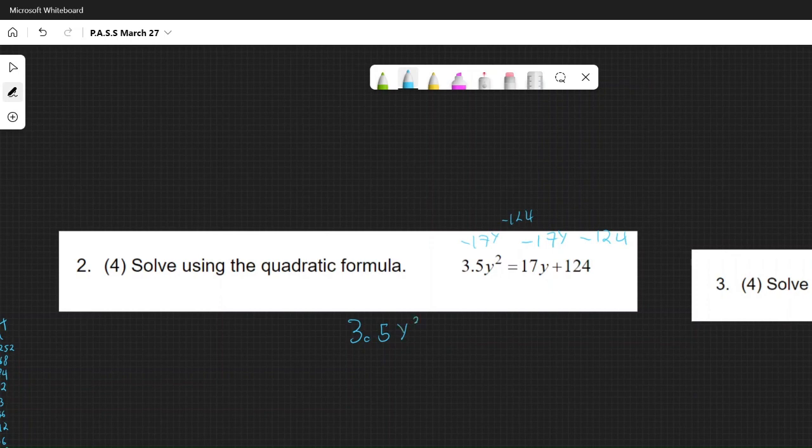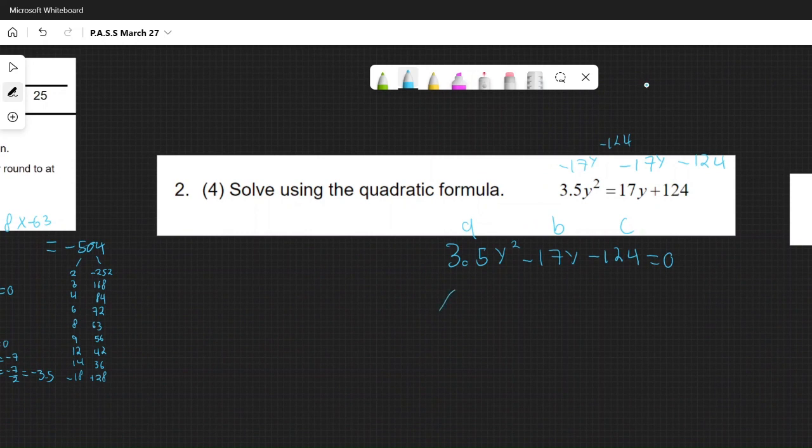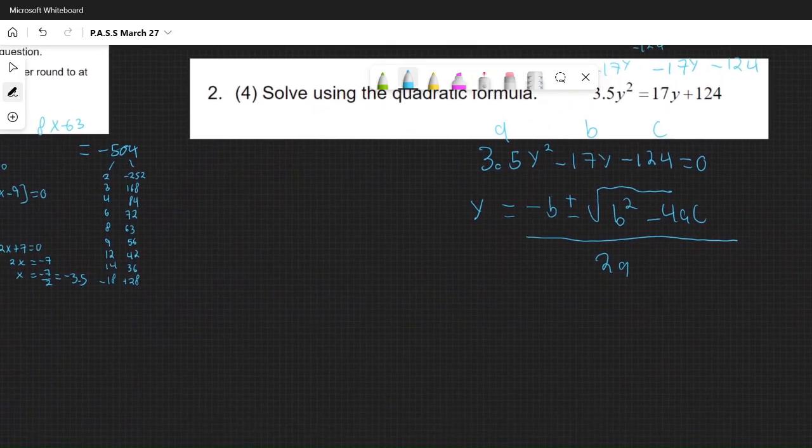That'll give us 3.5y squared minus 17y minus 124 equals 0. And then this would be our a value, this will be our b value, and this will be our c value. So we know the quadratic formula is x equals negative b plus or minus square root of b squared minus 4ac all over 2a. But we're not looking for x, we were looking for y, so we'll just switch that out.